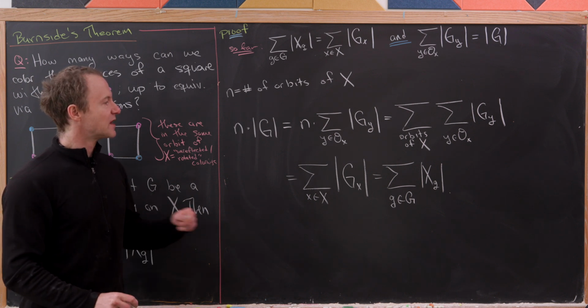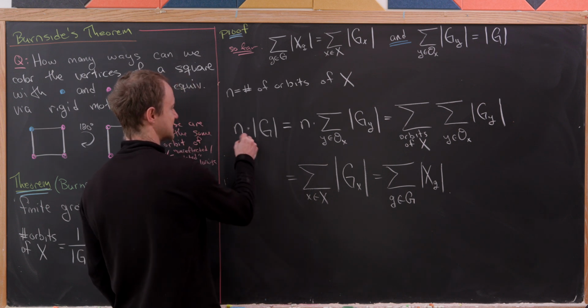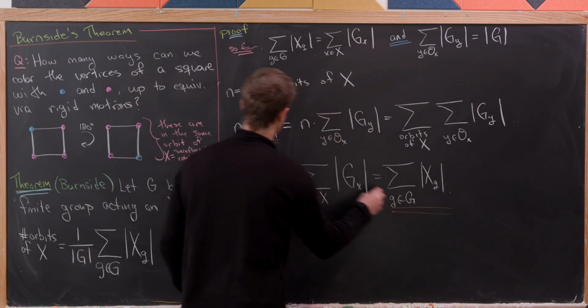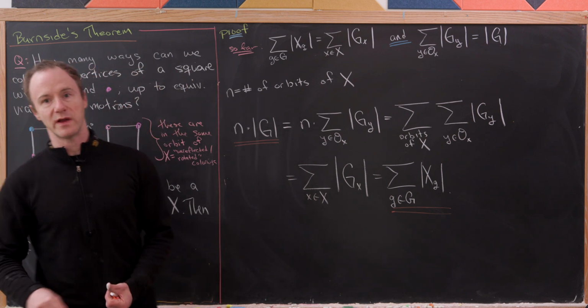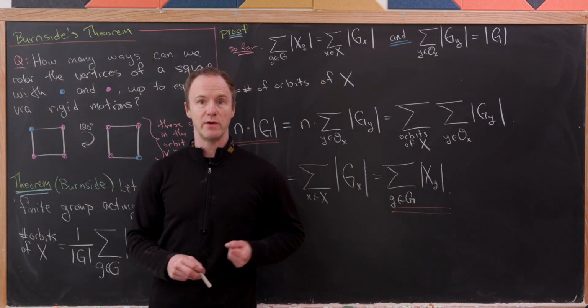Okay, great. So we've got this thing proven. Well, I guess I didn't say that explicitly, but notice that if we take this and divide both sides by the size of the group, we have built our equation over here. Okay, so let's see how we can apply this.